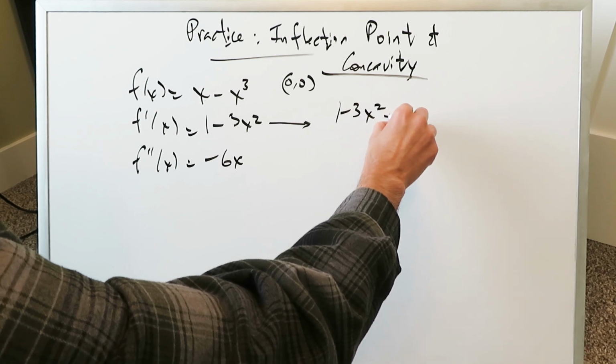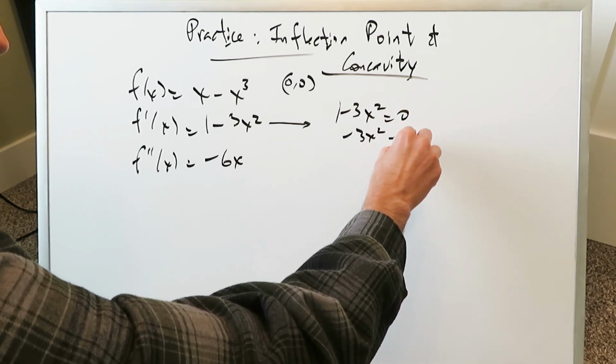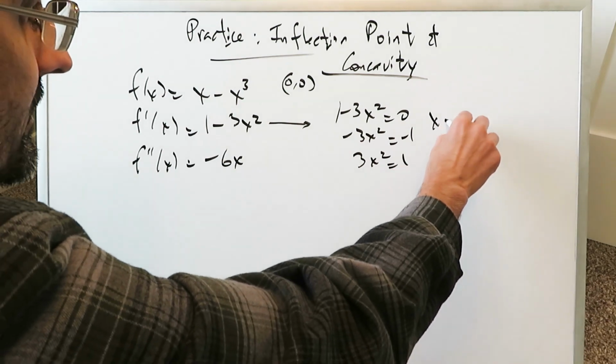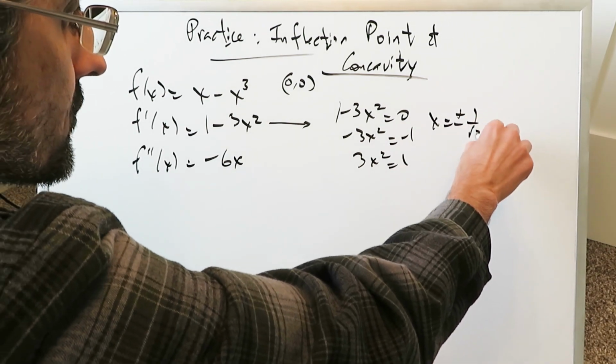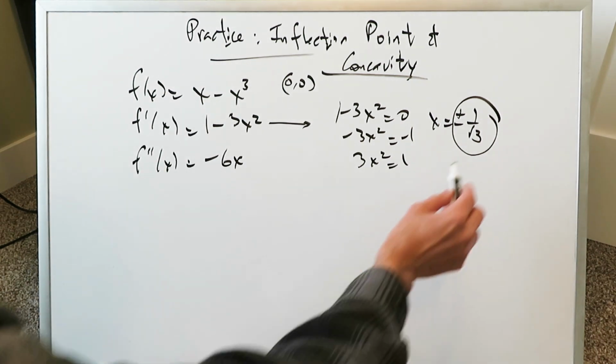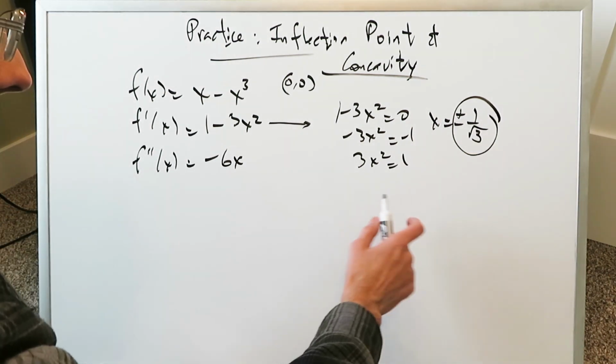1 minus 3x squared is equal to 0. Minus 3x squared is equal to minus 1. 3x squared is equal to 1, and then x is equal to plus and minus 1 over root 3. Those are the x-axis values for two potential critical points that we are seeing. We can get their y values too.